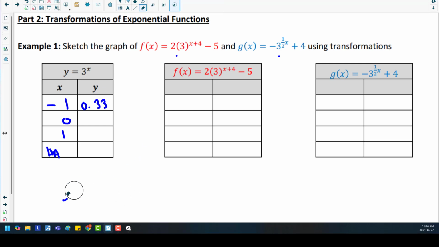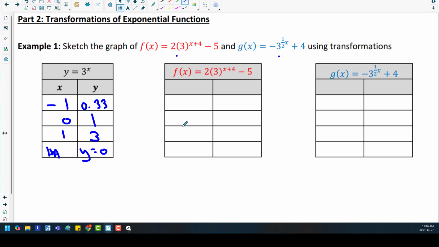And let's pick y equals 3 to the power of 0. Anything to the power of 0 is just 1. And y equals 3 to the power of 1, that's 3. And you can see it's growing each time by a factor of 3. As for the horizontal asymptote, that is my c value in this case. Since this is your base function, c value is 0. Y equals 0 is the horizontal asymptote.